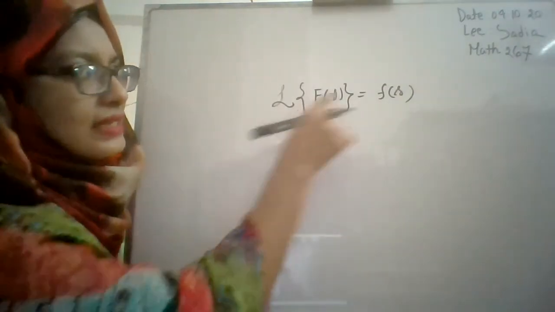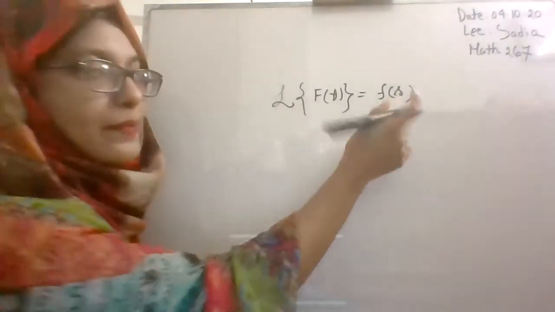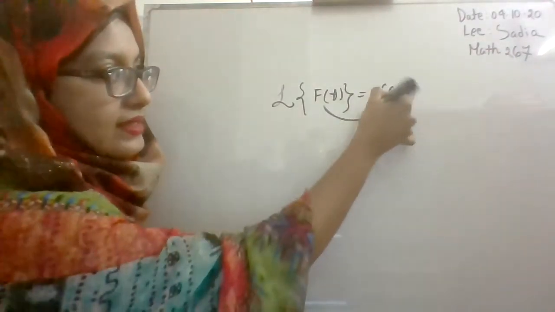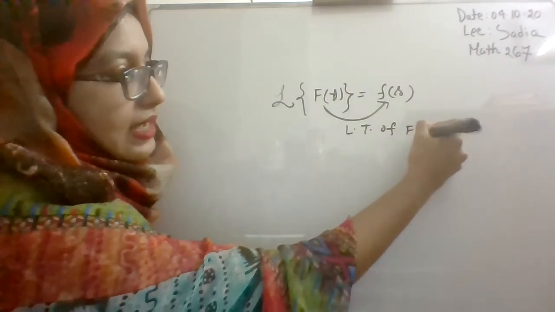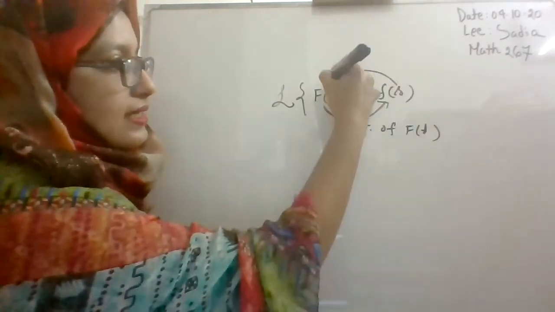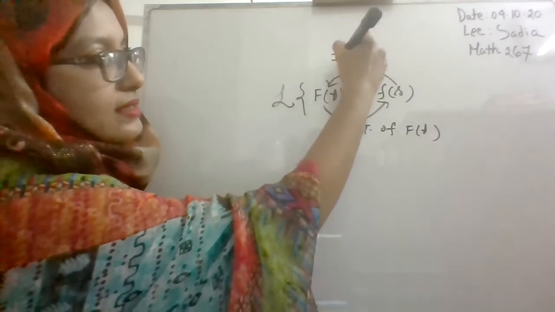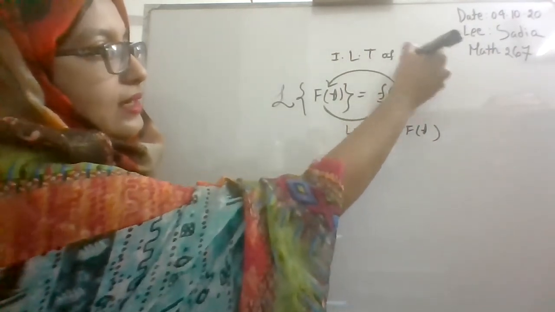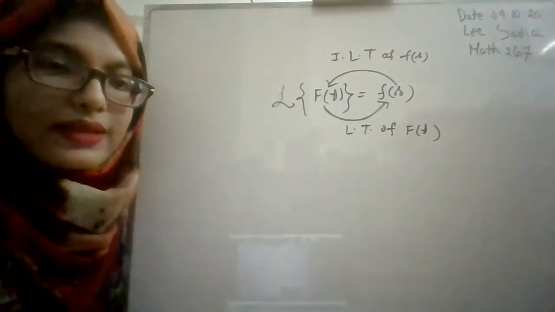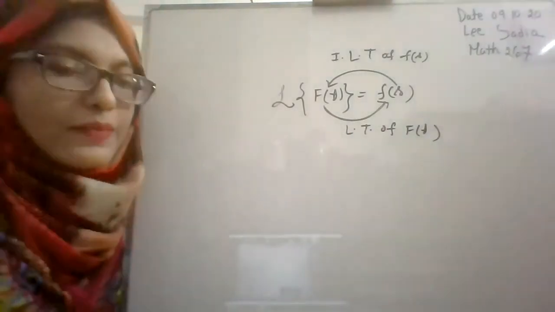Small f of s is the Laplace transformation of f of t, and here f of t is the inverse Laplace transformation of F of s. Okay, that's the relation between Laplace transformation and inverse Laplace transformation.